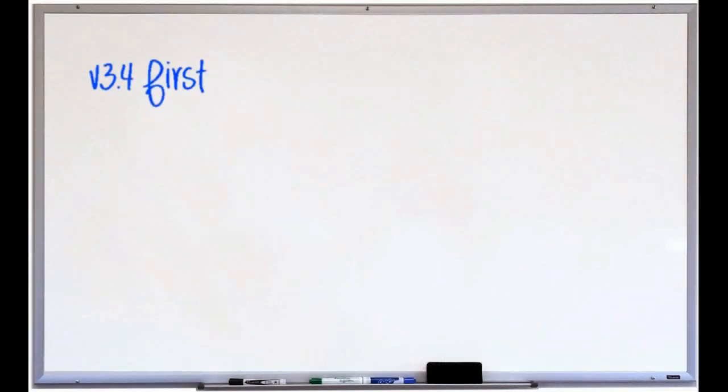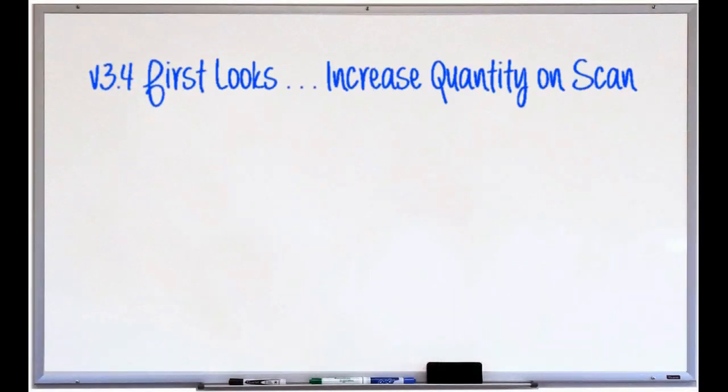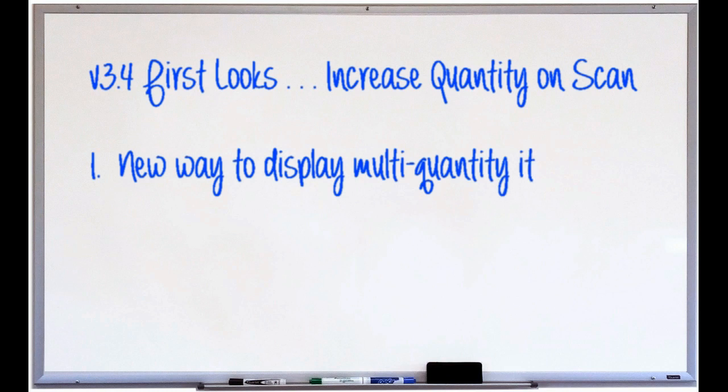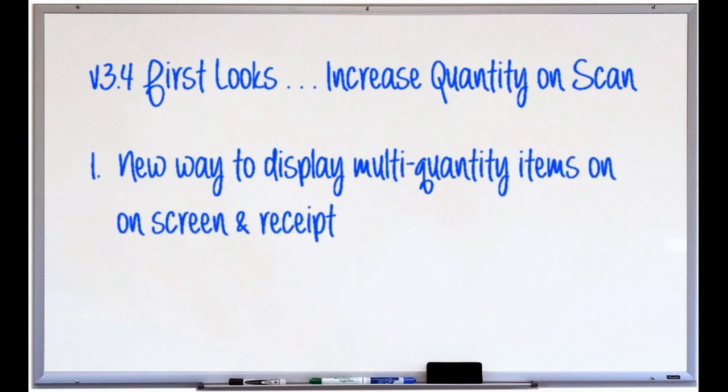Hey guys, in this week's tip, we're going to continue our series of taking a look at some of the new features in SMS version 3.4. On tap this week, it's called Increase Quantity on Scan, and it's a nifty little tool to display multi-quantity items differently on the screen and on the receipt.